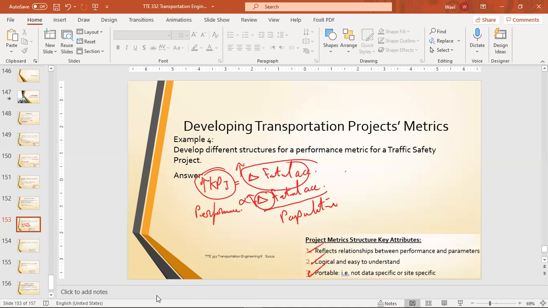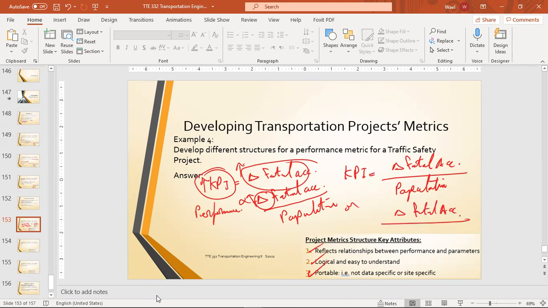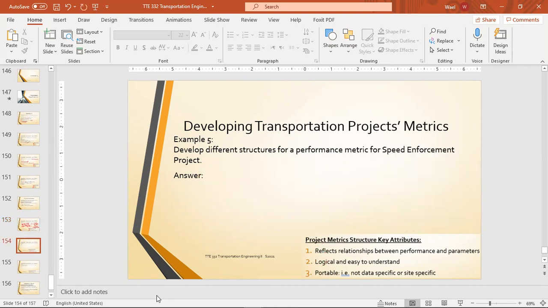So here the KPI, or key performance indicator, equals delta fatal accidents divided by population, or delta fatal accidents divided by miles traveled. Either way it becomes portable. So we can compare the performance indicator in the eastern province with the western province, with the north, with the east, because you are dividing per population, per capita.